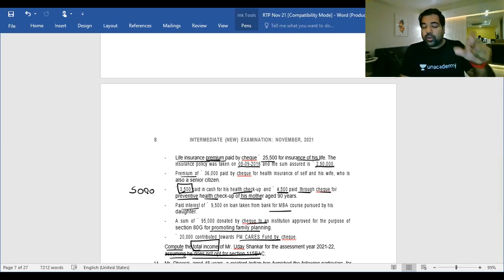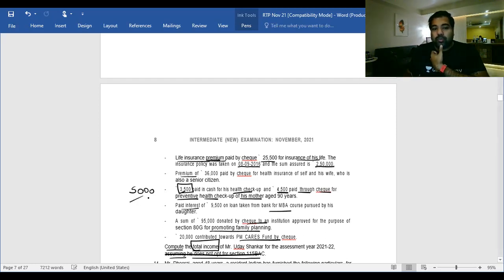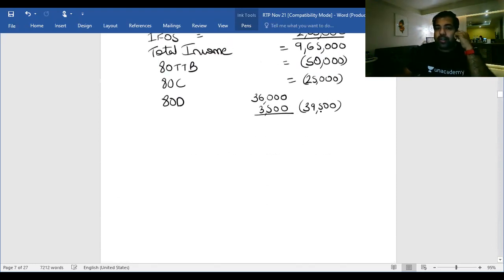It is within the limit of 25,000 and 50,000. This health checkup of 5,000 is for both categories. You've already used 30,500 rupees for yourself. So only 1,500 deduction is allowed for your parents. So 1,500 more under 80D. That is the 80D deduction.